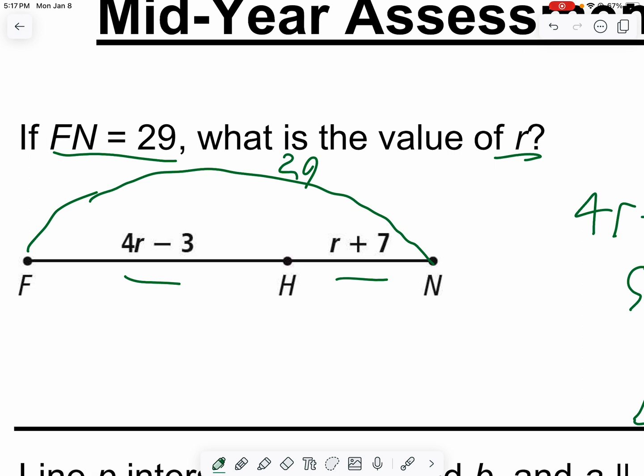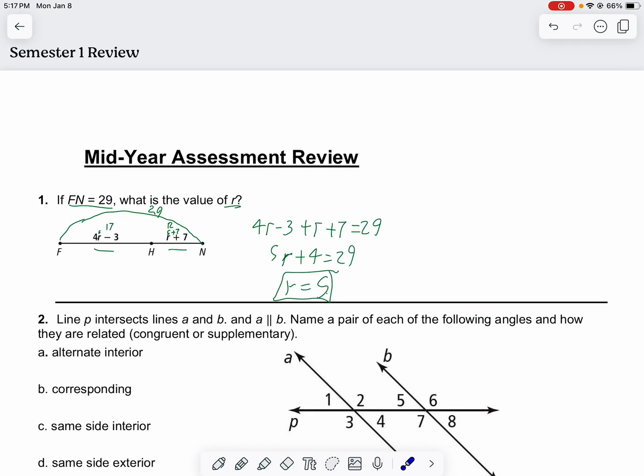So this side says r plus 7, so that's really 5 plus 7, which is going to be 12. Now I can find the other length by plugging in r. 4 times 5 is 20, minus 3 is 17. I could also find it by just taking 29 and subtracting 12. That gives us 17. So I now know the lengths of all 3 line segments.